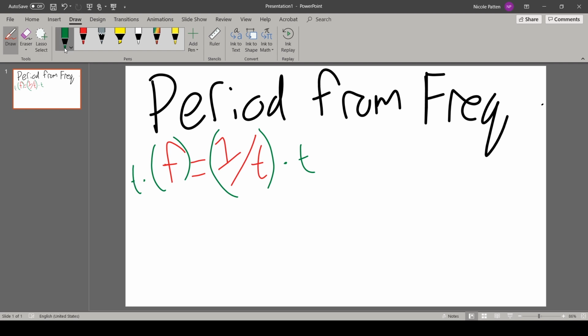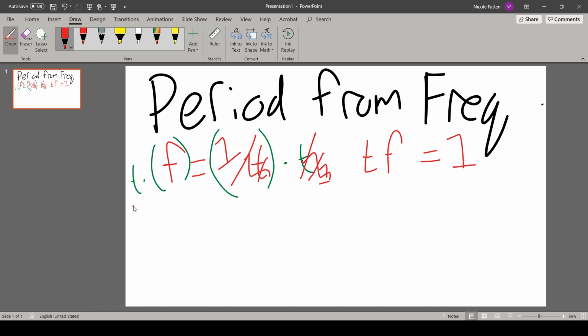So then what that gives us is tf equals, and then these t's are going to cancel each other out, because this is like essentially saying t over 1 multiplied by 1 over t. So the t is on top, the t is on the bottom. They're going to cancel each other out. So we have tf equals 1.